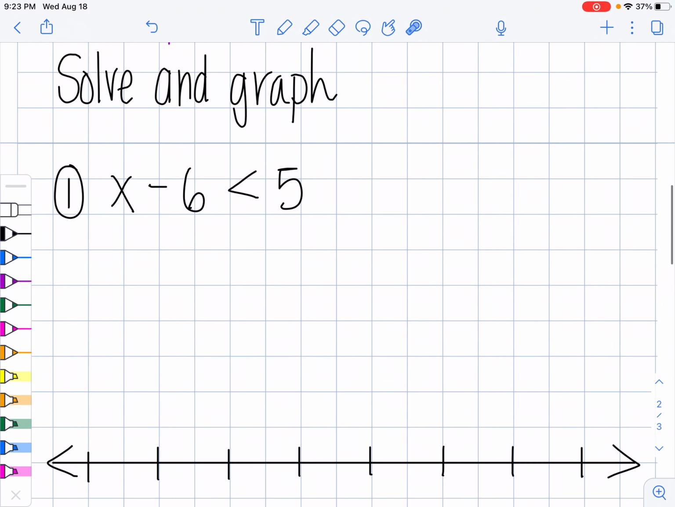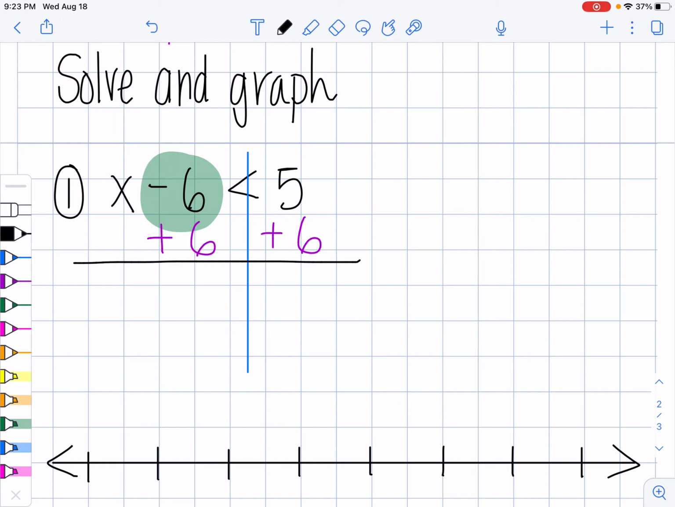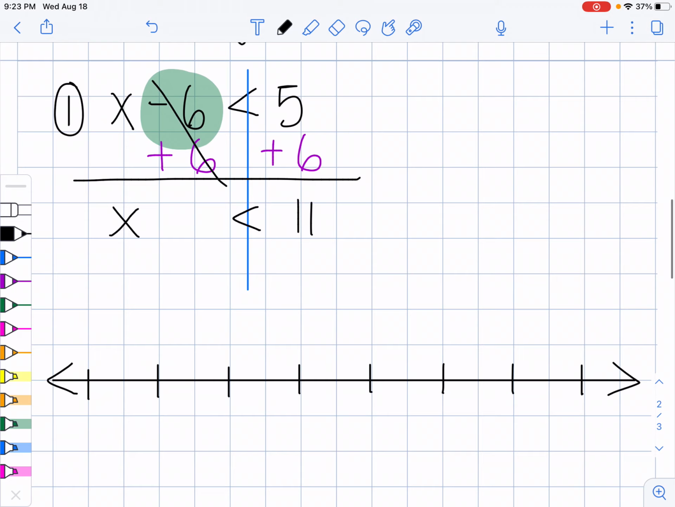I want to solve and graph. So I'm going to put my line down the middle, so whatever I do to one side, I do to the other side. I have to get rid of this negative 6 to get the variable on a side by itself. What's the opposite of negative 6? Positive 6, you got it. So I'm going to add 6 to both sides. These 6's are going to go away, and I am left with x is less than 5 plus 6, which is 11.